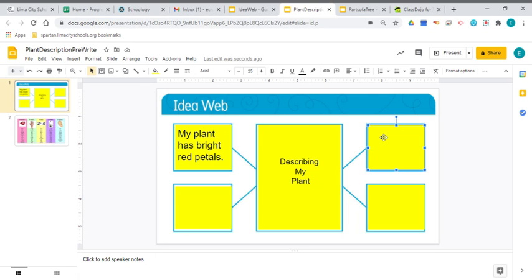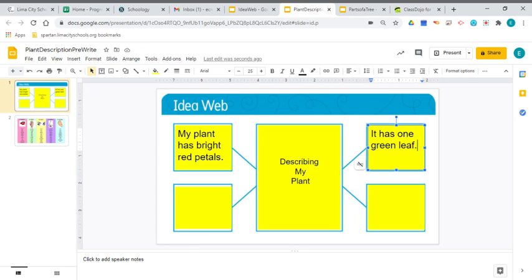All right. Now, instead of saying my plant every time, sometimes I'm going to use the word it. And I'm going to think about it when I'm talking about my plant. My plant is the it that I'm talking about. So it has one green leaf. It has one green leaf.